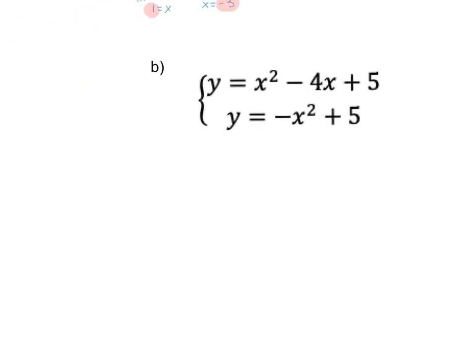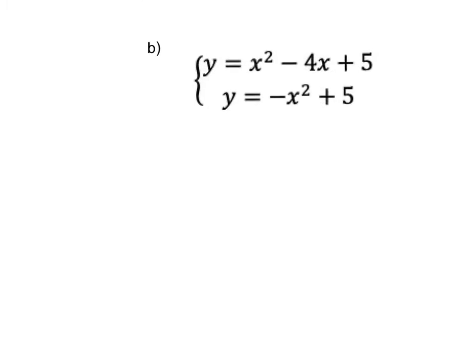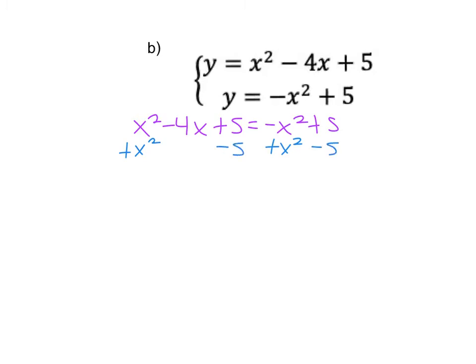Okay, so this time we have 2 quadratics, which is fine. Let's go ahead and set the equations up to equal each other because they both equal y. So this will be x squared minus 4x plus 5 equals negative x squared plus 5. Okay, get everything over to one side. So I'm going to add x squared and subtract 5. Okay. So this equals 2x squared minus 4x plus 0, those cancel out, equals 0.